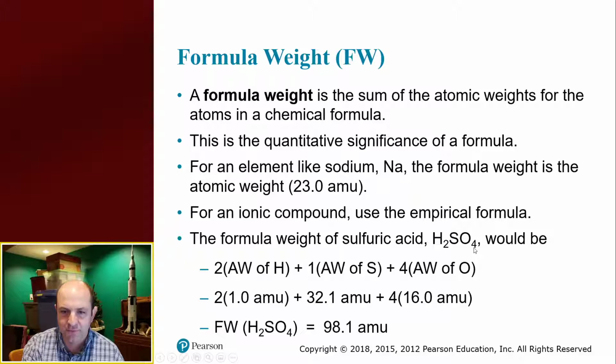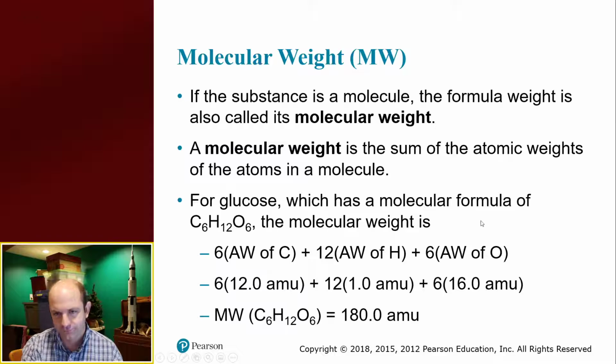So H2SO4, okay, 2 H's, 1 sulfur, 4 oxygens. Look them up on the periodic table, add them all together. There you go. Remember, AMU means atomic mass unit. So this is for a single unit of that formula, whether it's a single atom or a single empirical formula of an ionic compound or a single molecule of this compound. That's what we use AMU for.